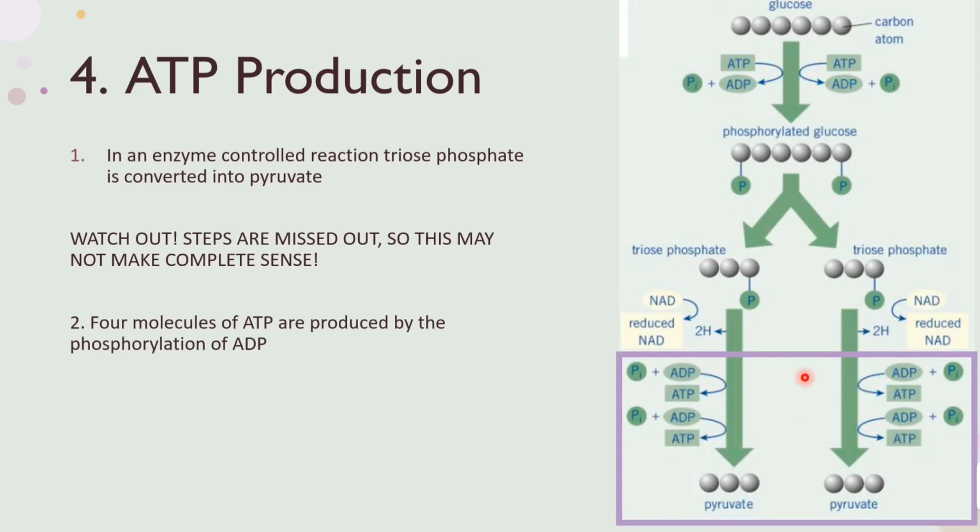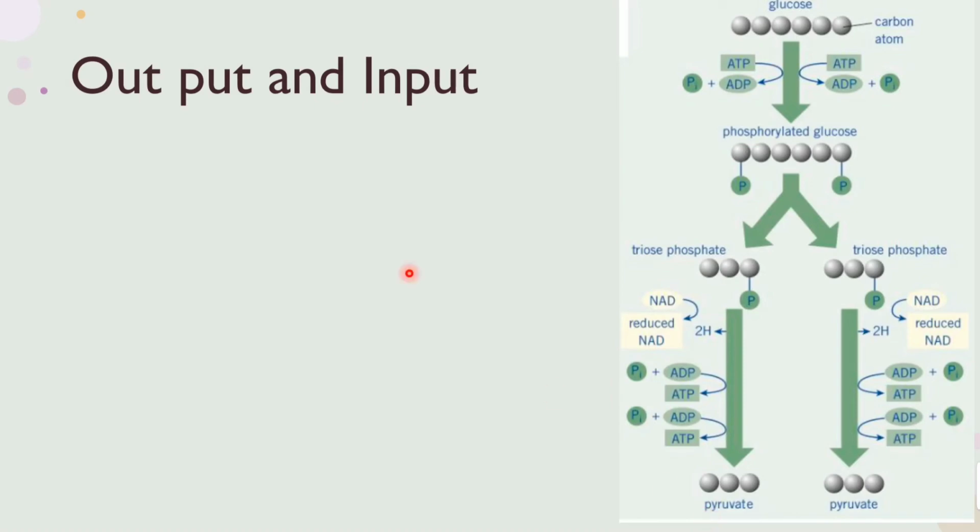So during this conversion of triose phosphate into our pyruvate product, 4 molecules of ATP are produced, and this is by the phosphorylation of ADP. So 4 ADP molecules combine with a phosphate to produce 4 ATP molecules. So we have ATP produced during this enzyme control reaction of triose phosphate, oxidized triose phosphate because it's lost hydrogens, into our overall pyruvate. So now we've looked at the 4 stages of glycolysis.